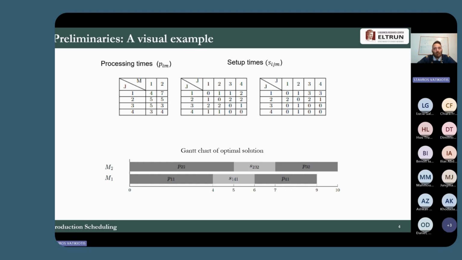This is a more visualized example. What we want to do essentially is to create a Gantt chart like the one shown here. This is actually an optimal solution. And the data requirements are, of course, the processing times per job or per machine, and also the setup times for this particular example.